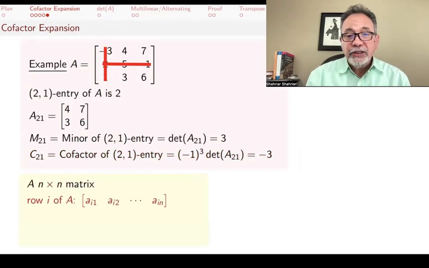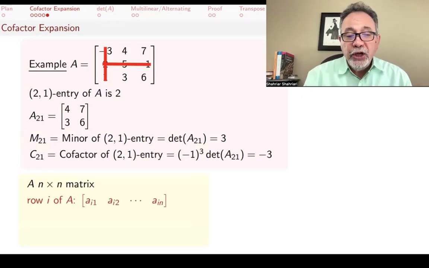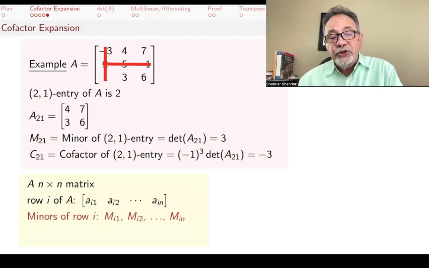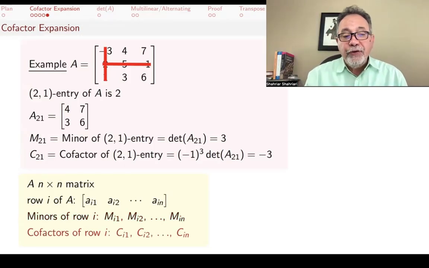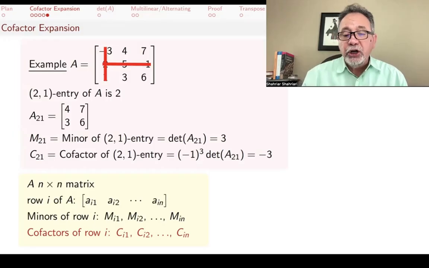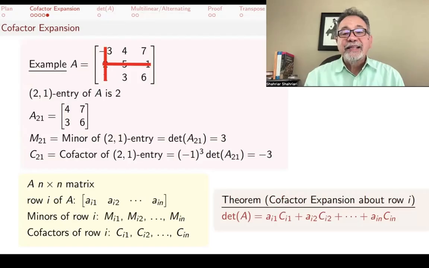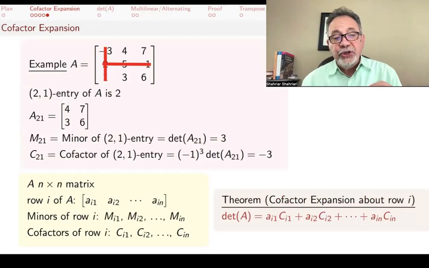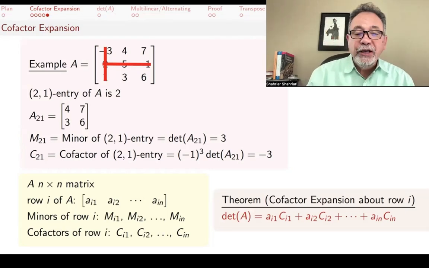If A is an n by n matrix, the row i, the row that you're going to do the cofactor expansion about, maybe its entries are ai1, ai2 through ain. Then for every one of those entries, you have a minor, the determinant of the matrix remaining after you eliminate the row and the column of that entry. And then you have cofactors, which are those minors multiplied by plus or -1, depending on whether the row number plus the column number is odd or even. The theorem that tells us what the cofactor expansion about row i is tells us that the determinant is going to be those entries in row i times their corresponding cofactors added together. That's the theorem that we want to prove.